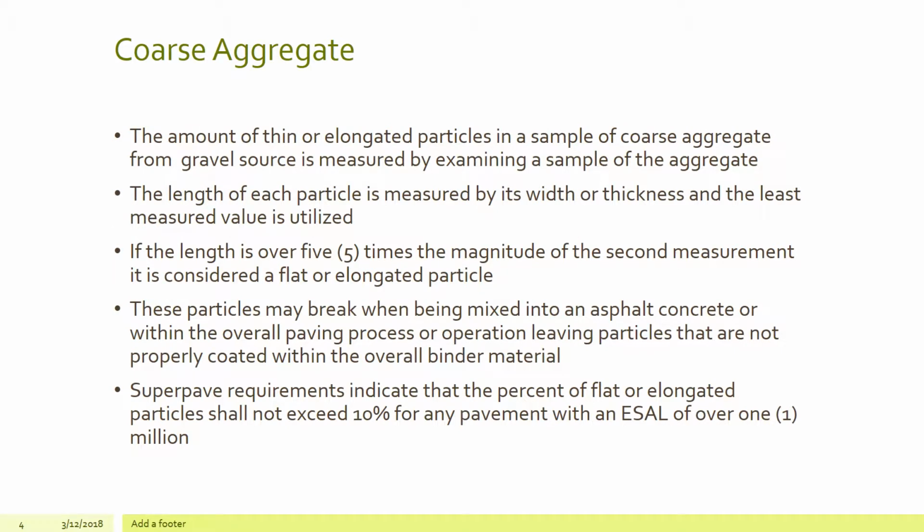If we look at the coarse aggregate, the amount of thin or elongated particles in a sample of coarse aggregate from a gravel source is measured by examining a sample of the aggregate. The length of each particle is measured against its width or thickness, and the least measured value is utilized. If the length is over 5 times the magnitude of the second measurement, it is considered a flat or elongated particle. These particles may break when being mixed into the asphalt concrete or within the overall paving process or operation, leaving particles that are not properly coated within the overall binder material.